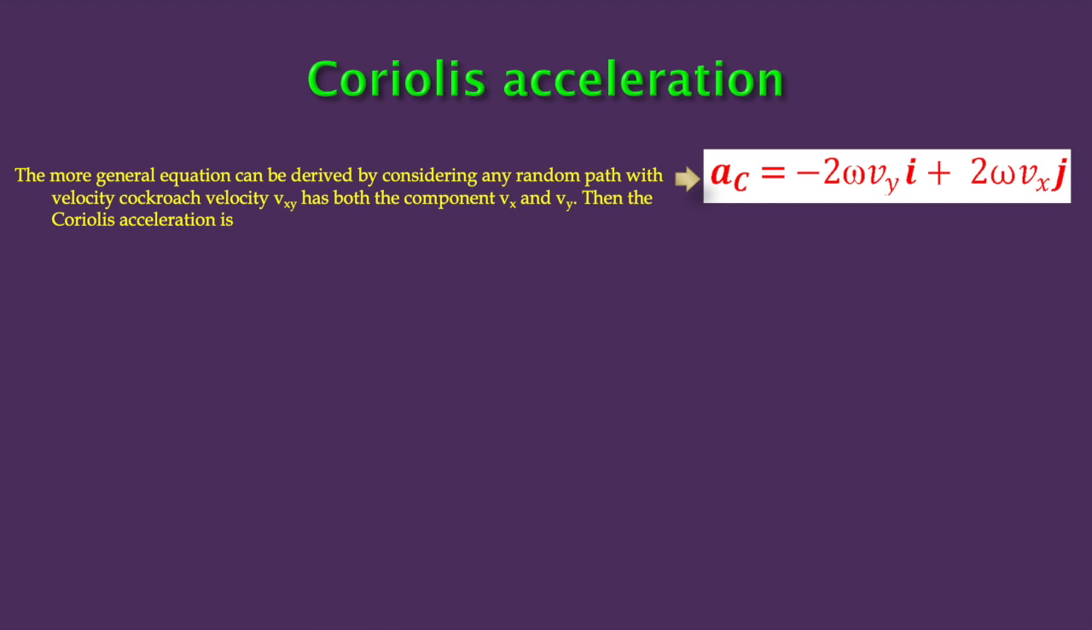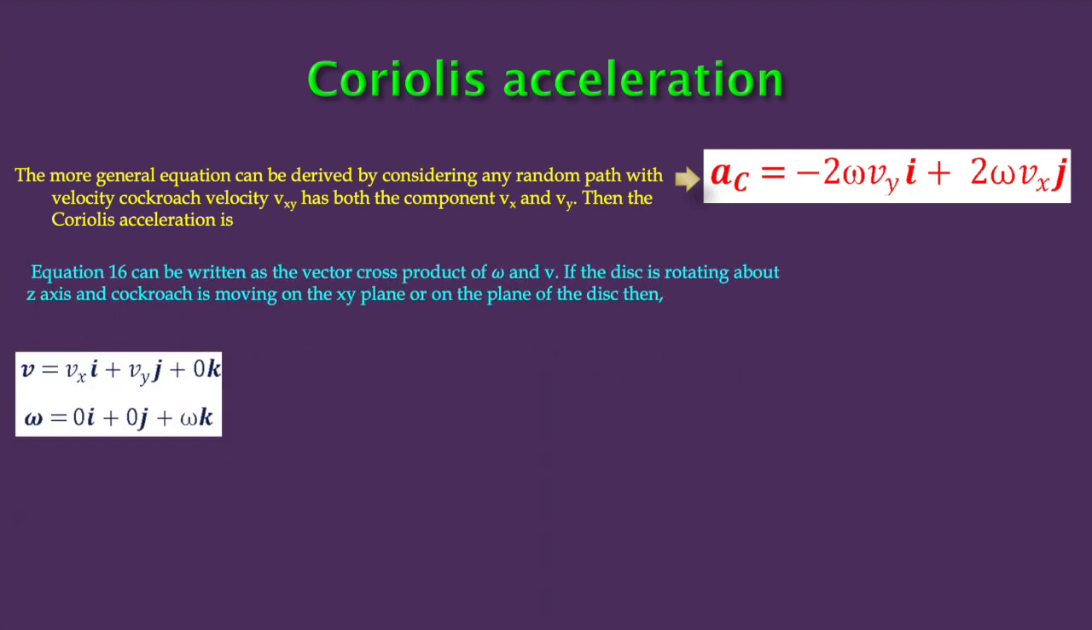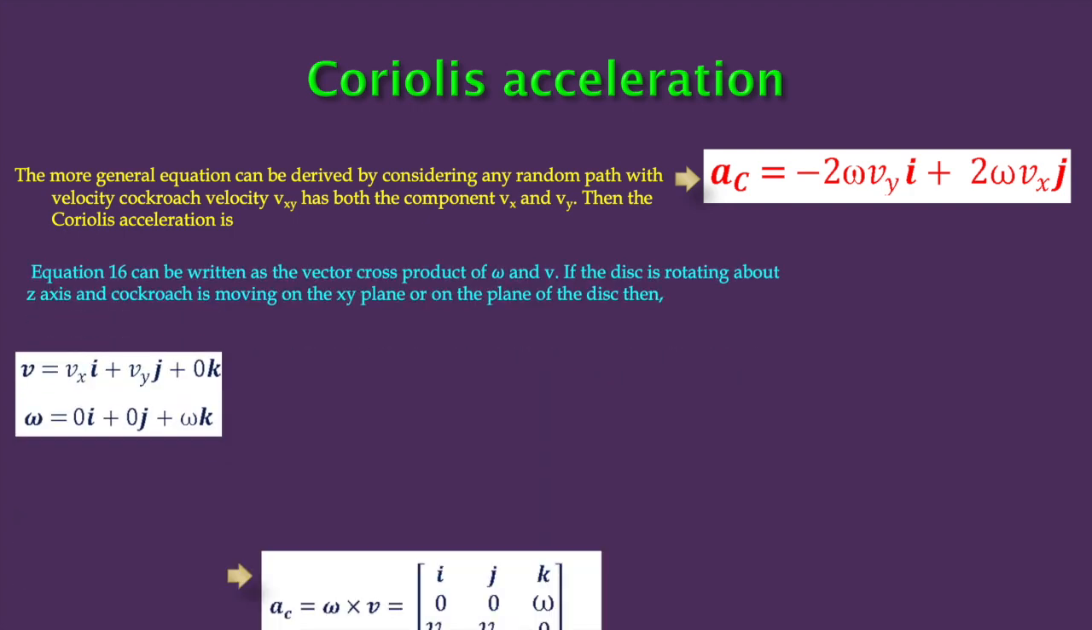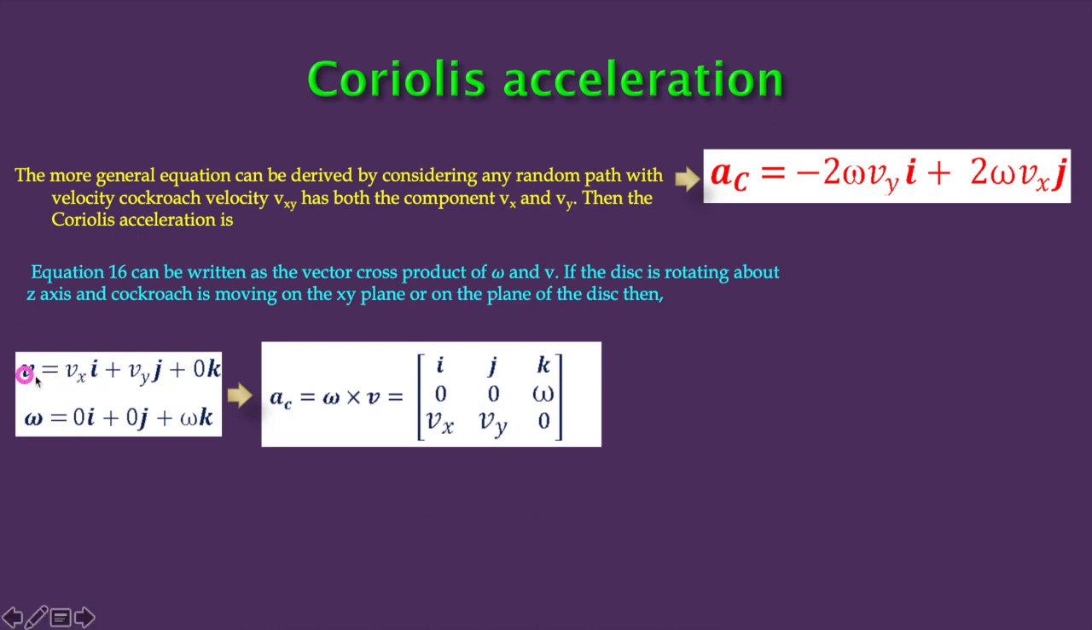Now this can be expressed as the cross product of the vectors omega and v. So how? Let's consider v equals vx i plus vy j plus 0k. Here we have considered that the rigid body or the slab is rotating in the xy plane only, so v has no k component, so it is 0k.